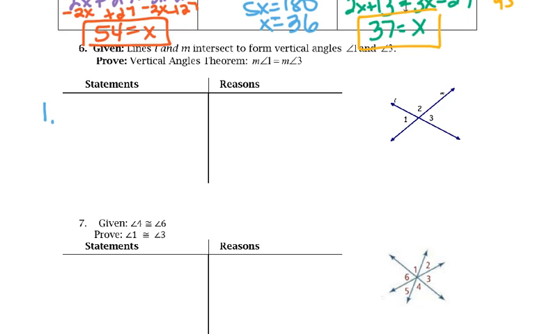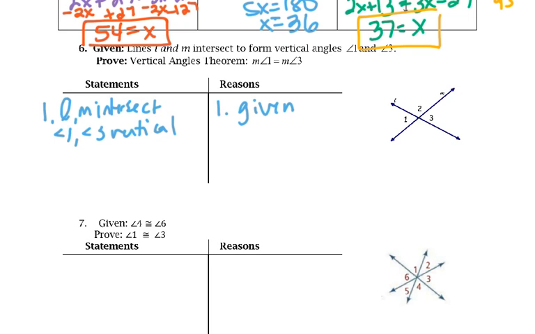We're given in this one, it says lines L and M intersect to form vertical angles 1 and 3. So we're given that L and M intersect, and we also are given that angle 1 and angle 3 are vertical angles. And that's because it's given to us. That's the reason that we have that, okay?